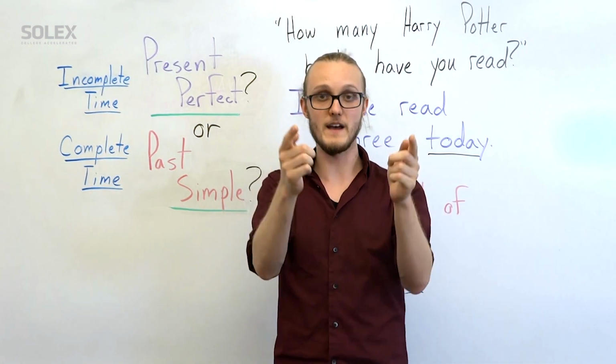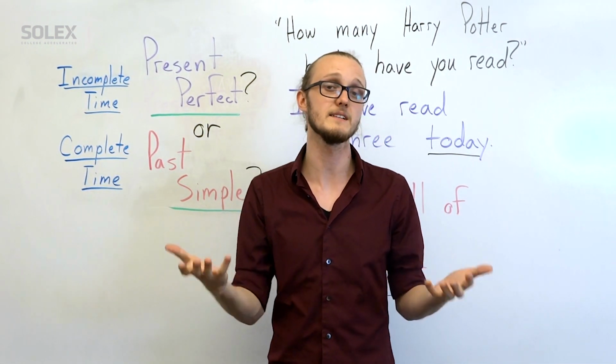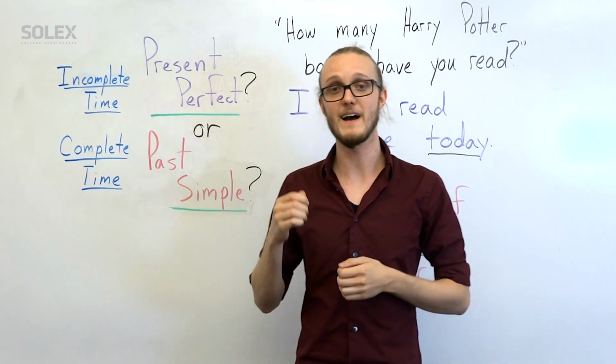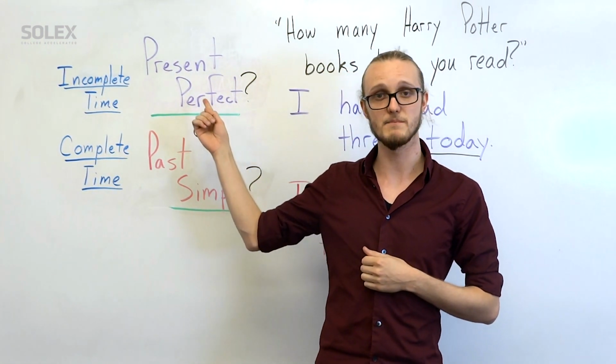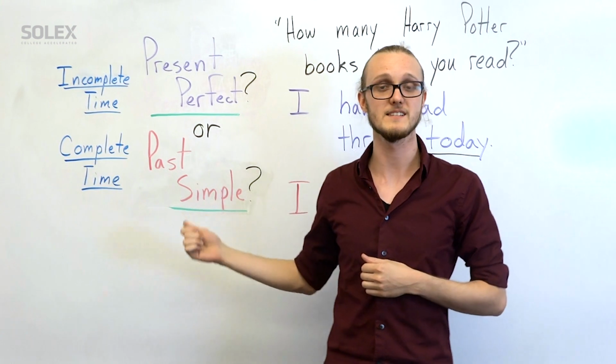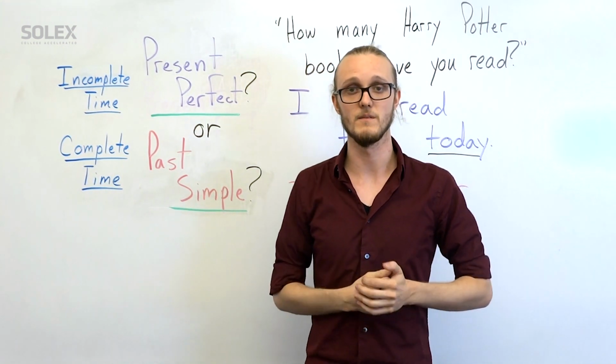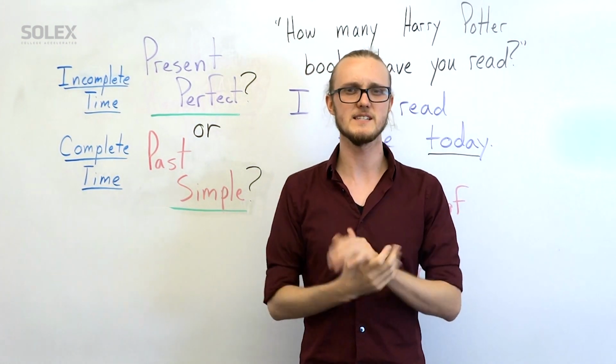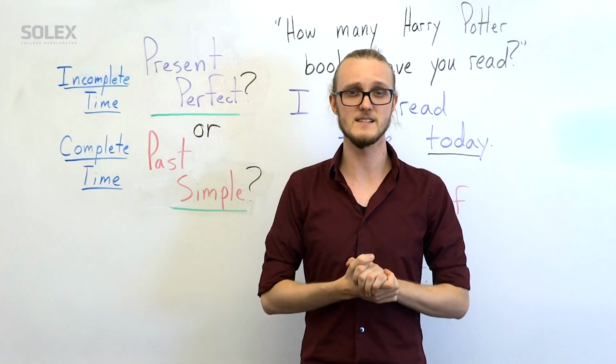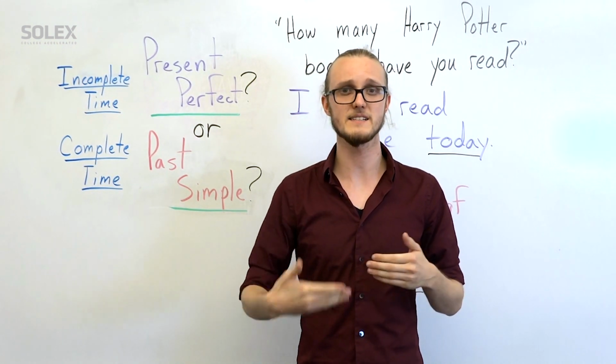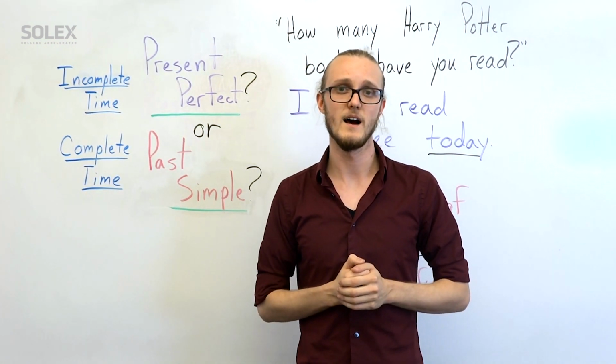So think of an event that happened to you or something that you did, and think of how to say it in the present perfect, and then think of how to say it using the past simple. I hope that gives you a good idea of when to use both tenses. You need to keep practicing it over and over again.